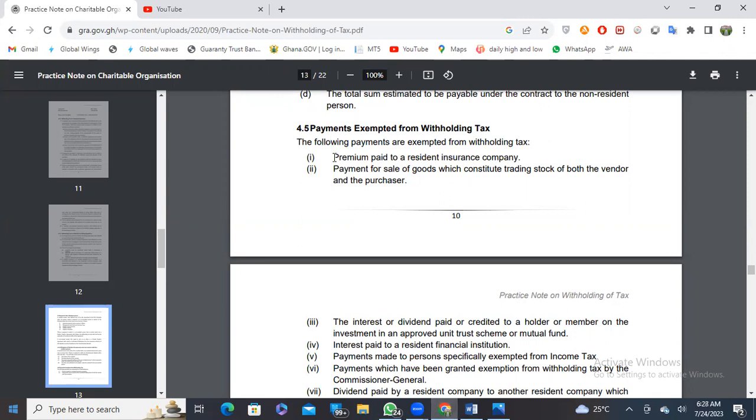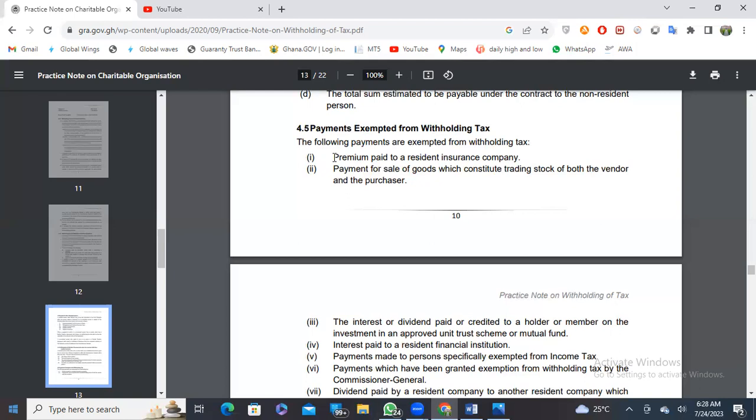Payment for goods, for sale of goods which constitute trading stock for both the vendor and the purchaser. So what they are trying to say is that if you are a seller of a laptop and I'm a buyer of a laptop, so you sell laptops, I also sell laptops. Then I come and buy a laptop from you to go and sell. At the end of the day, you don't need to charge me withholding tax. That is basically what it means. So when two parties deal in the same commodity in terms of sale of goods, then there is no withholding tax on that. Once I'm buying it for the purpose of selling, there should not be any withholding tax on that. Then when I'm buying it for consumption, then you have VAT and withholding coming if it qualifies for withholding.